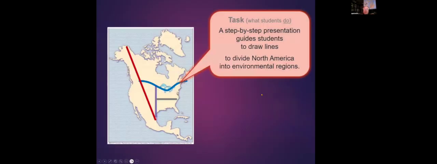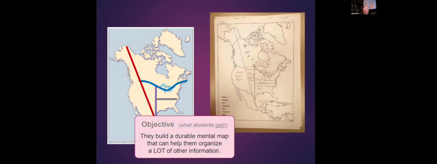And so we've got a unit, a lesson specifically about making the regions of North America. There is a presentation, like a lot of the lessons. It's a step-by-step guide to how to draw lines to divide North America into a handful of environmental regions. And what students get out of this is a durable mental map of a continent that can help them organize a whole lot of other information when we're looking at it.